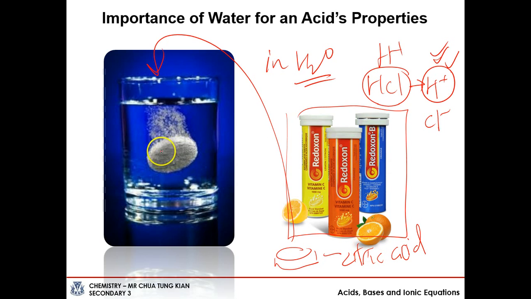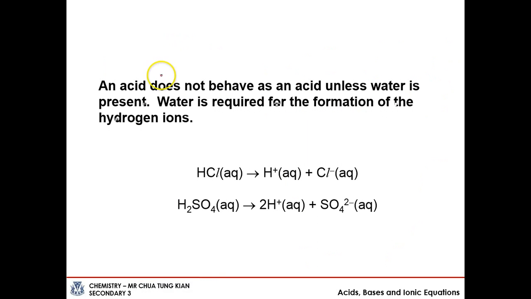But when you put it into this cup of water, water is present. Citric acid dissociates to give you H+ ions, and these H+ ions react with the carbonate in the tablet, giving rise to the fizzing. This fizzing helps to break the tablet into smaller pieces and dissolve it well in the cup before you drink it, of course. So, to recap, an acid does not behave as an acid unless water is present. We need to have aq for the H+ ions to form through dissociation of the acid molecule. No H+, no acid.